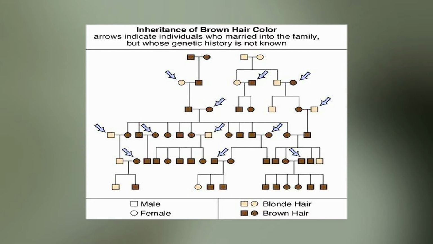Number 5, an arrow pointing to a square or circle, that is the proband, indicates the individual who is under consideration, that is usually the person who first seeks medical attention. Number 6, a horizontal line between a male and a female indicates a mating pair. Number 7, a double horizontal line between a male and a female indicates an incestuous mating pair, that is between two people who are second cousins or closer.